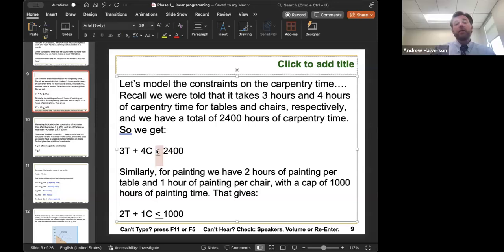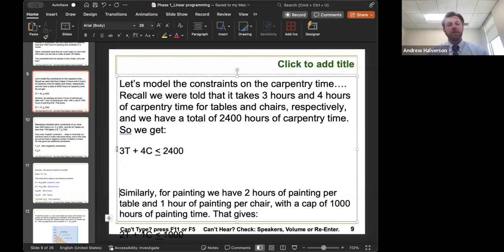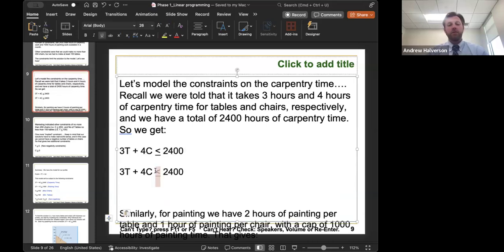No. Less than or equal to means you can be up to that or any value below it. Equal means you can only be that value. So if I say equal, that means it can only be 2,400. We have to spend all 2,400 hours of carpentry time. Here, this says we can spend up to that or any amount less. So maybe we only spend 2,000 hours one month. That's what available means. It's there to spend, but you don't have to spend it all.